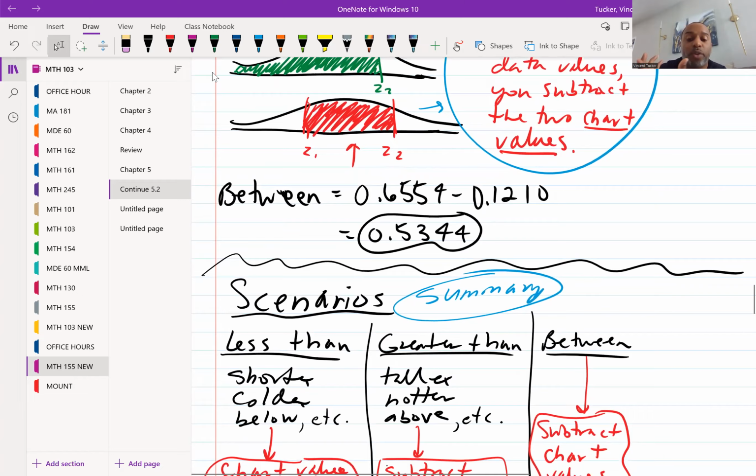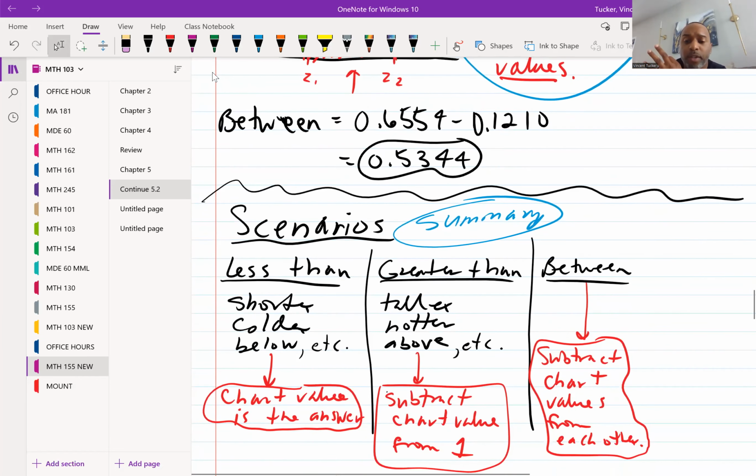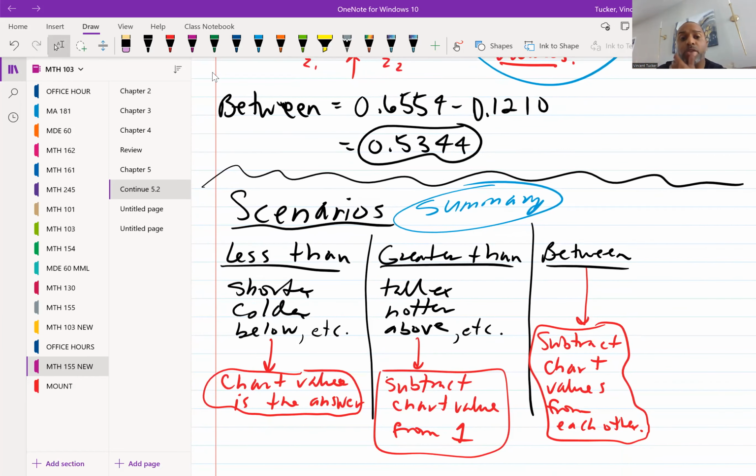So this is just a summary of the three scenarios. You only have three scenarios that you could come across, and you'll have key phrases that will dictate which one you do. For less than, you can hear or see the word shorter, colder, below, under. It depends on the application and what is going on in that word problem, but that is going to prompt you to just use the chart value that you pull with your Z-score.